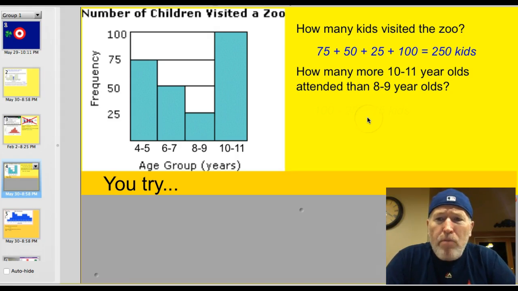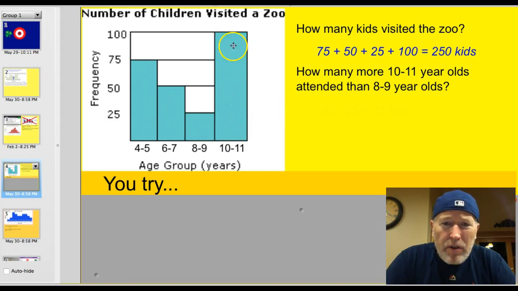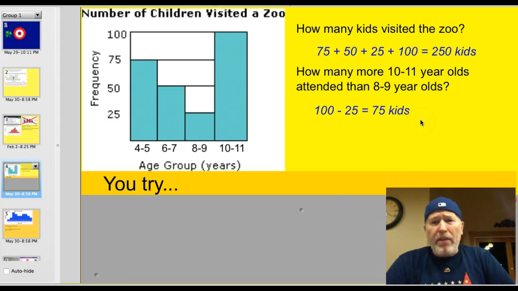All right. How many more 10 or 11-year-olds attended than 8 and 9-year-olds? So for 10 and 11-year-olds, there were 100, and for 8 and 9-year-olds, there were only 25. So if I do my math, 100 minus 25, that's 75 kids.